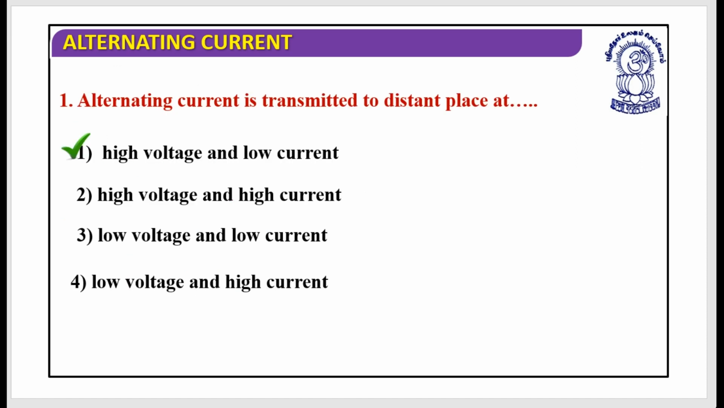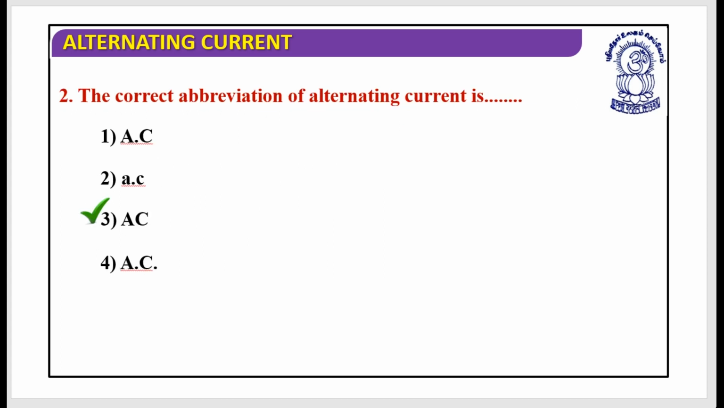It says that alternating current is transmitted to distant places in the form of high voltage and low current, to reduce the losses that can occur. Next, the correct abbreviation of alternating current is A dot C? No, this is not possible. A dot C dot, no. It should be represented like this: it's AC, not A dot C. I hope this is clear.